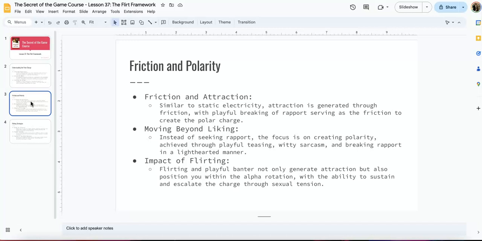And we're moving beyond that concept of liking here. Instead of seeking rapport, the focus is on creating that polarity, and that's achieved by playful teasing, witty sarcasm, breaking rapport in a lighthearted manner. And then the impact of flirting and playful banter is not only to generate attraction, but also to position you within the alpha rotation. So remember, she has tons of guys inbounding to her. We want to be categorized as that 1% male in the alpha rotation, and the ability to do that in a status intelligent manner, as well as convey status intelligence in other aspects, is going to get us categorized in the alpha rotation.